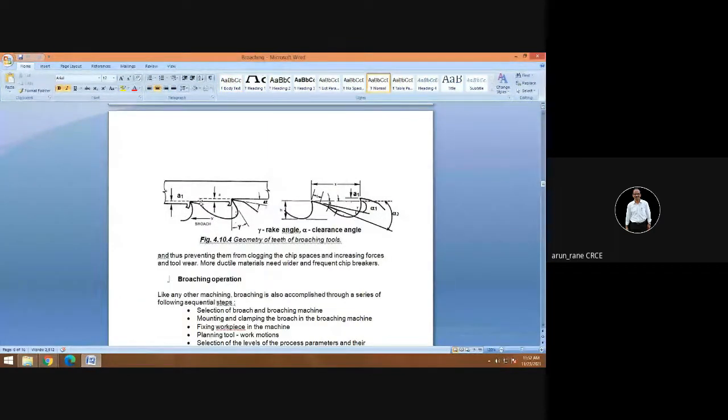This is the zoomed view of the broach teeth. And you can see here clearly, this is called the rise. This A is nothing but the rise. And these are the different angles, like this is the rake angle, this is the clearance angle on the teeth. This is the secondary angle, the most important being the rake angle and the clearance angle.